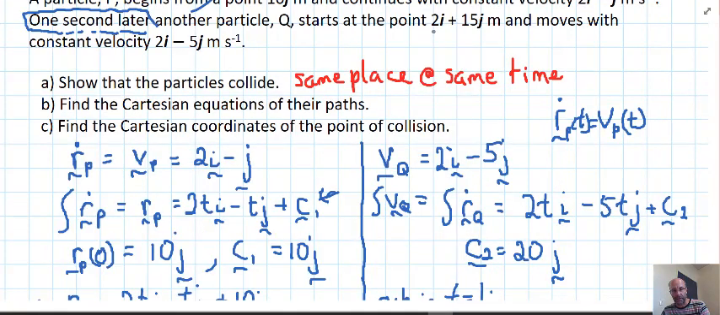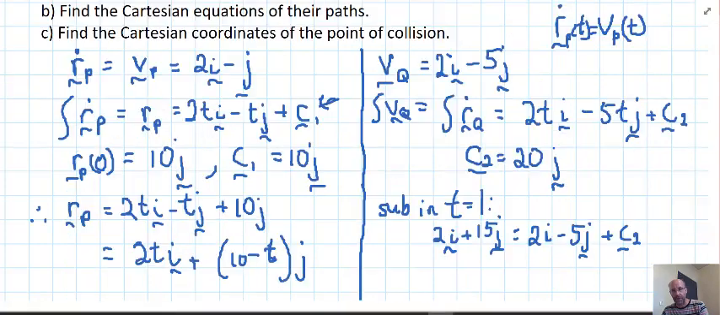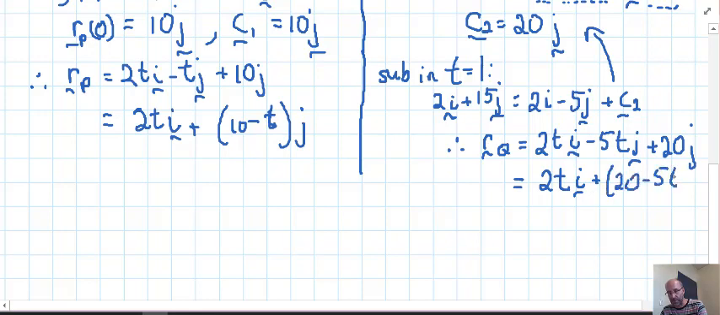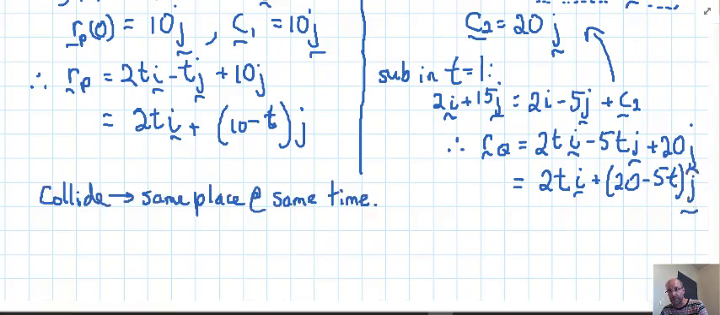Now again, that's because Q starts at 2i plus 15j meters, its position, and that's got to match when we've got the position vector equation with t equals 1 subbed into it. And that's how we can find that C2 equals 20j. So we sub that in and we collect things in terms of the i and j directions, and 20 minus 5t, and we've got the j directions sorted out there. Got to make sure I put my tildes in there.